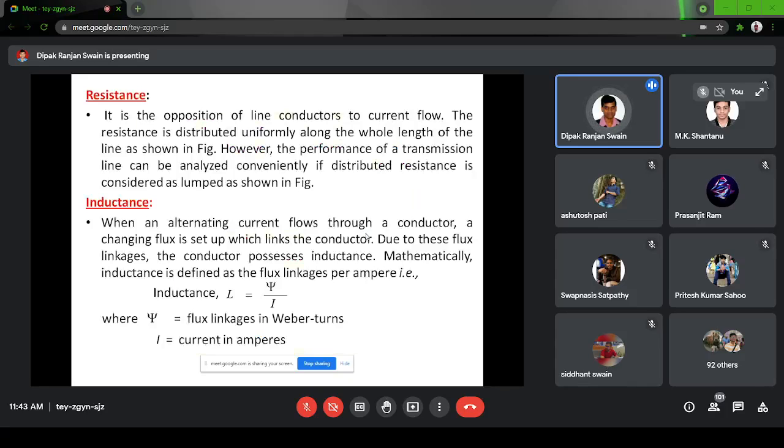Now, first of that is resistance, and we don't need to do much about the resistance because the resistance value will be written on the transmission line, and depending on the type of material that is used, that is fixed. It doesn't depend on the orientation or how the conductors are put on the towers or poles. Therefore, resistance calculation is not required. We will do only the calculation of inductance and capacitance.